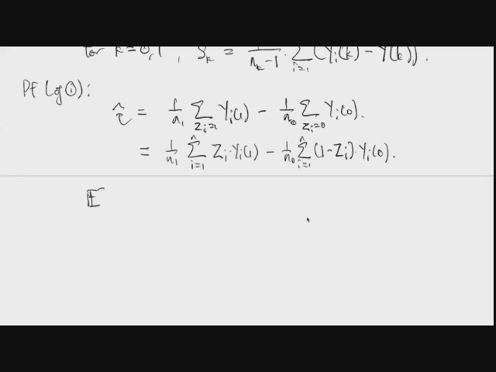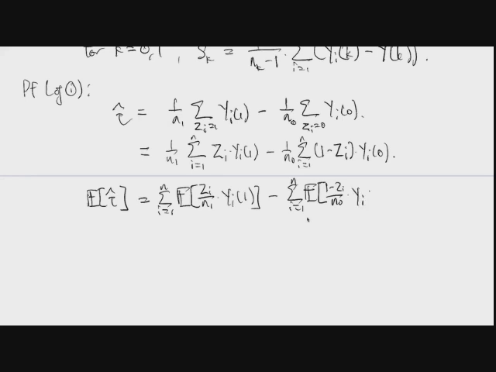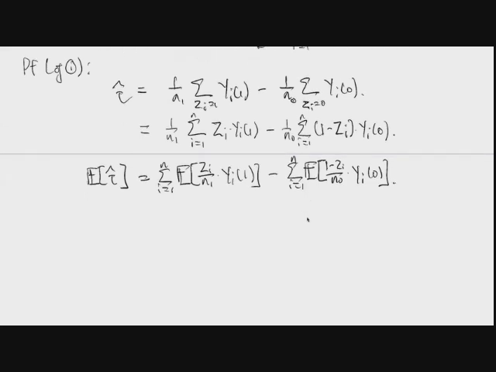And hence, when I write the expectation of tau hat, I can interchange the sum and expectation and write this as the sum from 1 to n of the expectation of zi over n1 times yi1, minus the sum from 1 to n of the expectation of 1 minus zi over n0 times yi0. Now the next step is to realize that yi1 and yi0 are fixed, and the only randomness is over the zi's. So again, we can pull these out of the expectation.